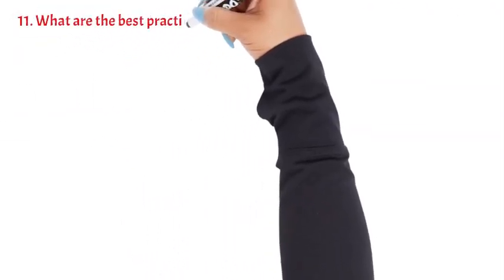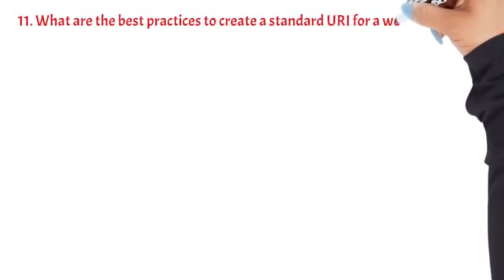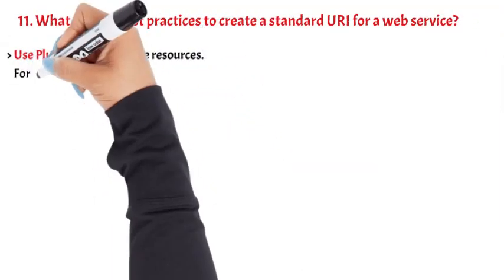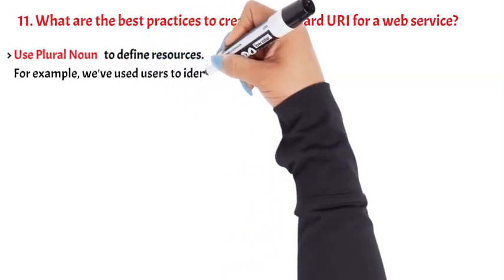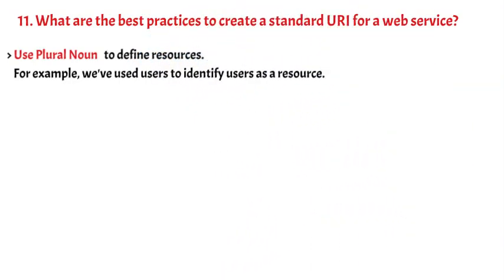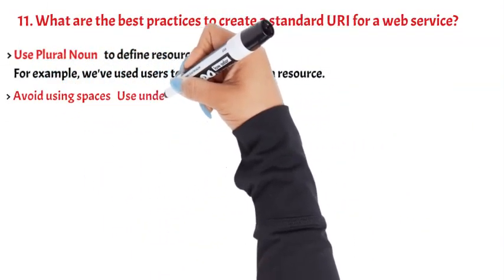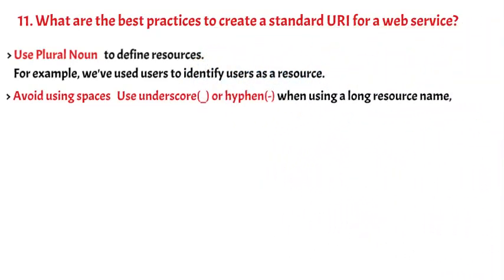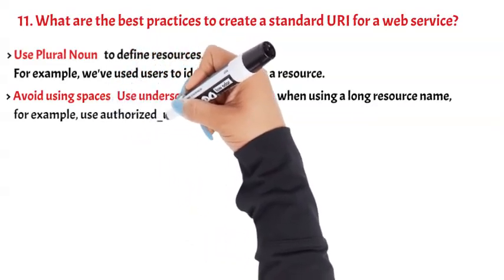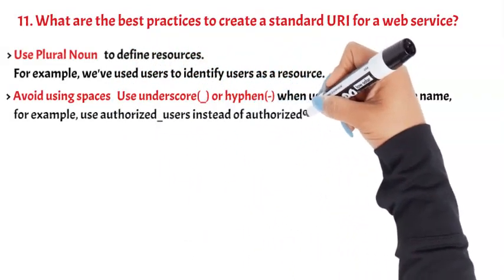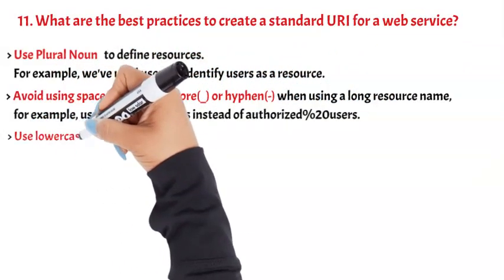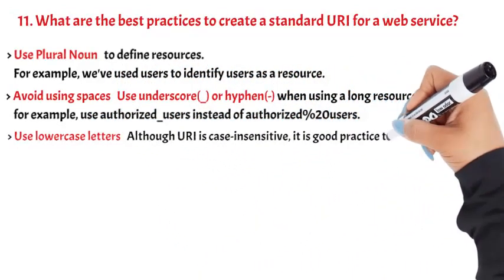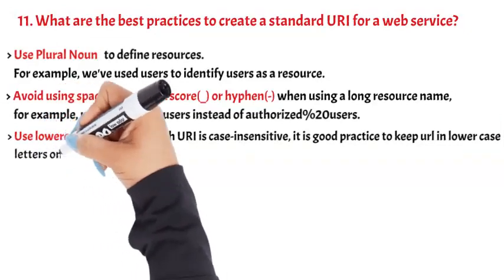11. What are the best practices to create a standard URI for web service? Use plural noun. Use plural noun to define resources. For example, we've used users to identify users as a resource. Avoid using spaces. Use underscore or hyphen when using a long resource name. For example, use authorized_users instead of authorized%20users. Use lowercase letters. Although URI is case insensitive, it is good practice to keep URL in lowercase letters only.